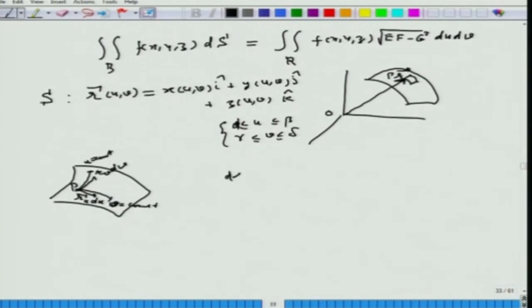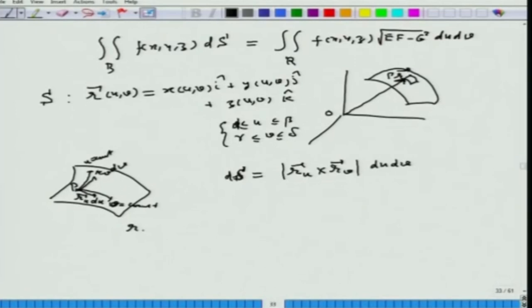So, dS will be given by the area of the parallelogram formed by these, and that is given by |R_u × R_v| du dv. We take the absolute value of this, and du dv is anyway positive. So, that is what we will have to see: this dS comes out to be the absolute value of the cross product.